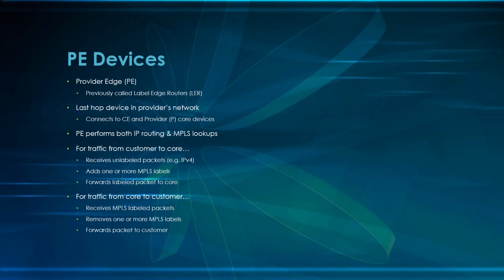So for traffic from the core to the customer, you end up receiving MPLS labeled packets, and it removes one or more MPLS labels and forwards packets to the customer. That's what a PE device does. It sits between the border of the provider core and the customer edge.